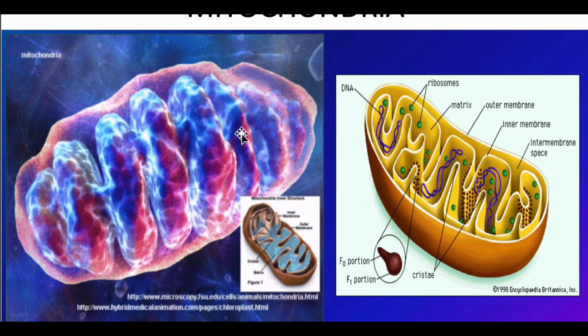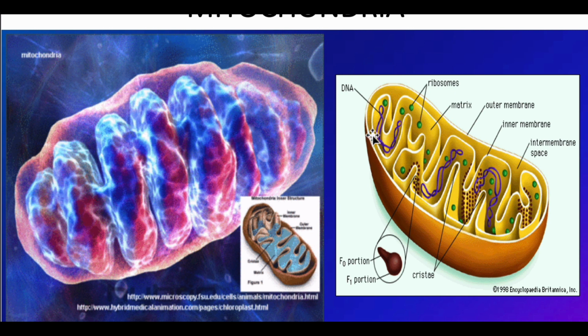So when you look at this photograph, what are we seeing? You're seeing the picture of a mitochondria, and remember what we said: it's a double layer membrane. So you have this outer membrane, and then here's the inner membrane. The intramembrane space is between the inner membrane and the outer membrane.